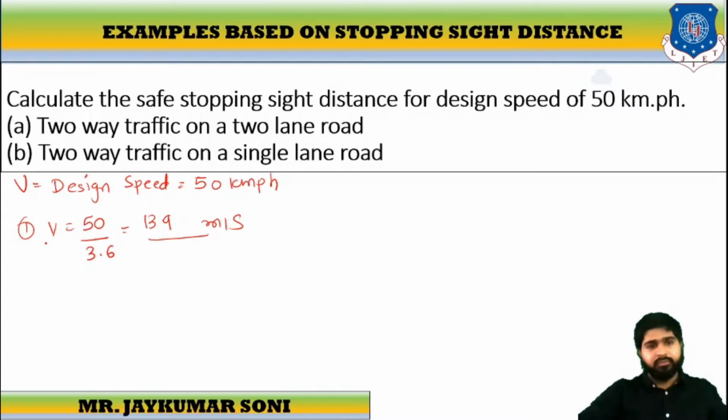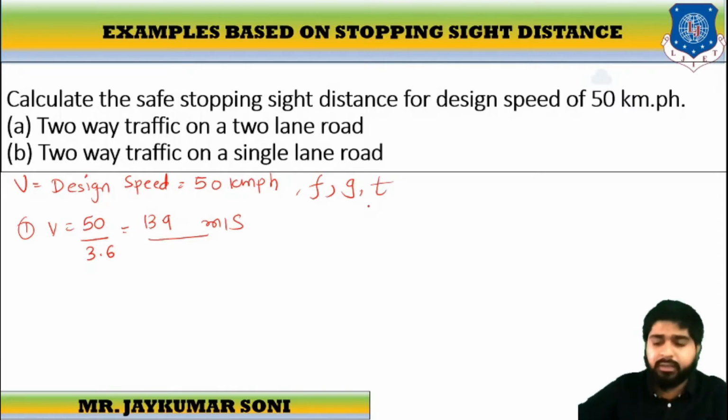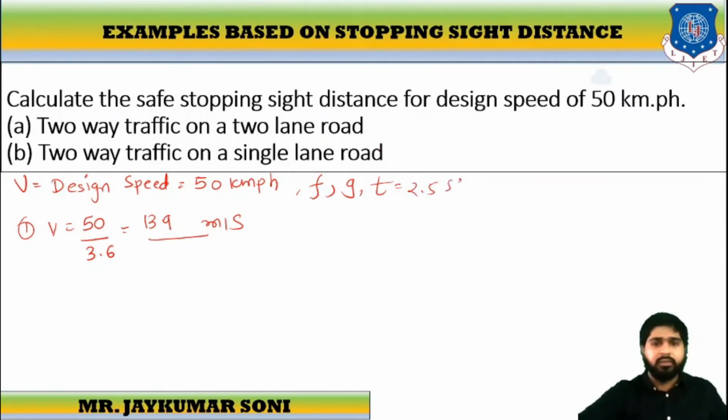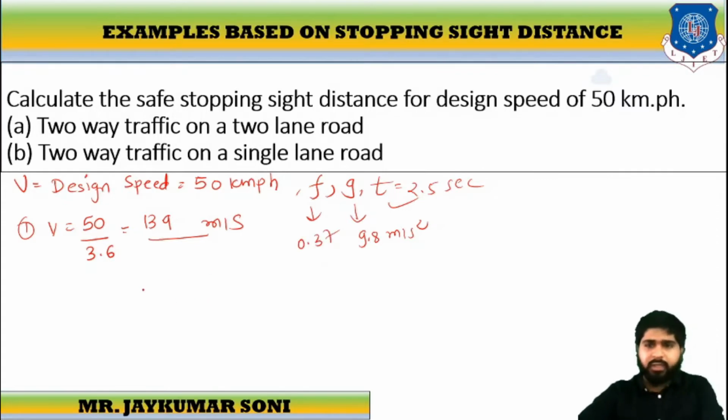This is the first thing. Now we need the assumptions of f, the value of g, and the value of t. I have already described that if we do not have the value of t, then we can consider it as 2.5 seconds. We have the value of g as 9.8 meter per second square. We take the value of f from the range of 0.35 to 0.40. We will take it as 0.37. So let us put it in.